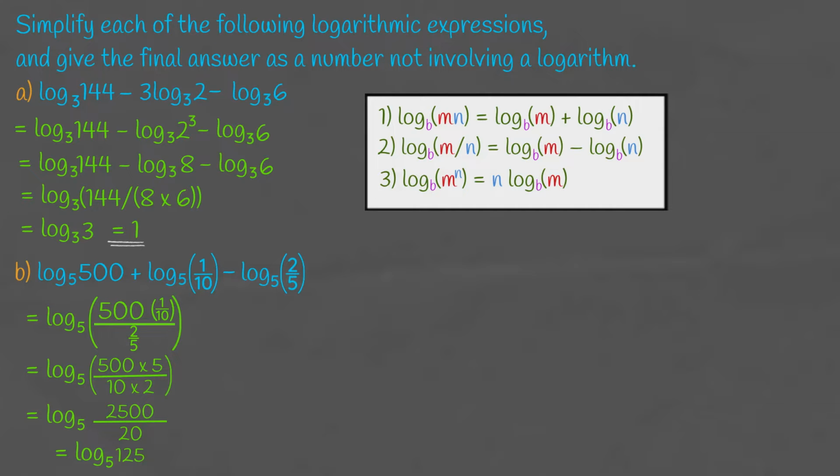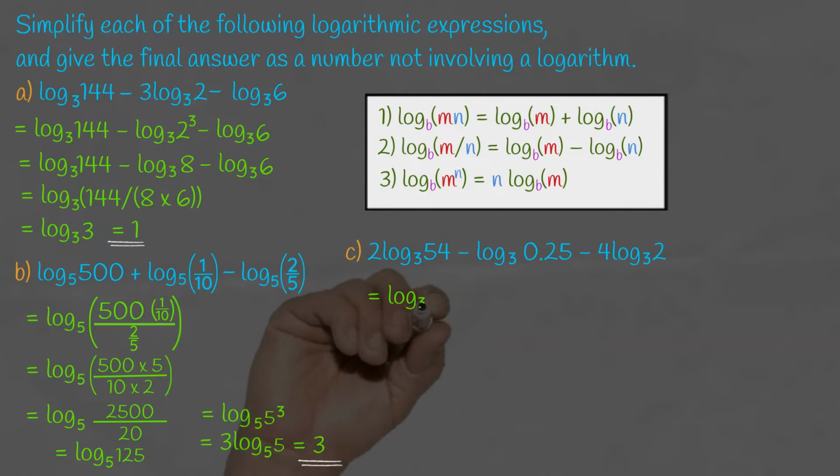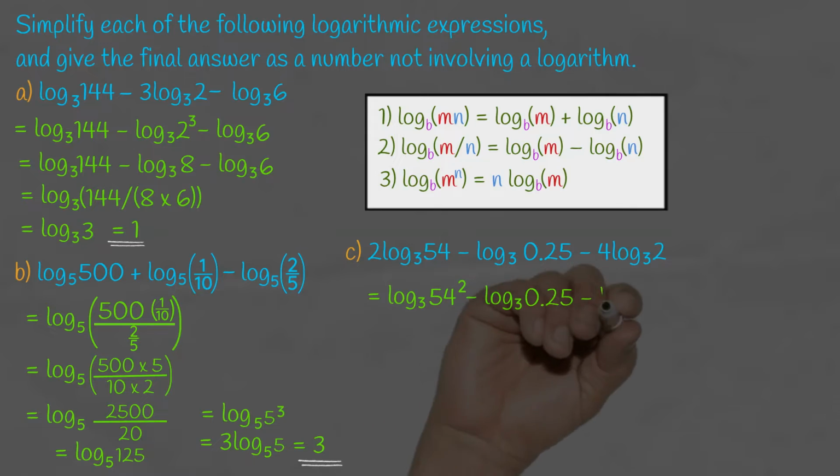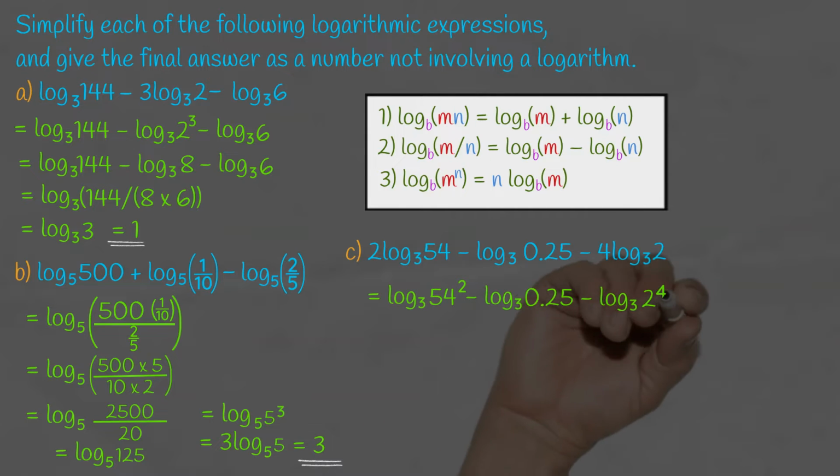So we can rewrite this as log to base 5 of 5 cubed. Then we can use rule 3 to bring the exponent down in front of the log, and the log of 5 to base 5 becomes 1, so the answer is 3. The first thing we need to do with part C is move the 2 in front of the first term, so that becomes log to base 3 of 54 squared, and the 4 in front of the last term, so that becomes log to base 3 of 2 to the power 4.